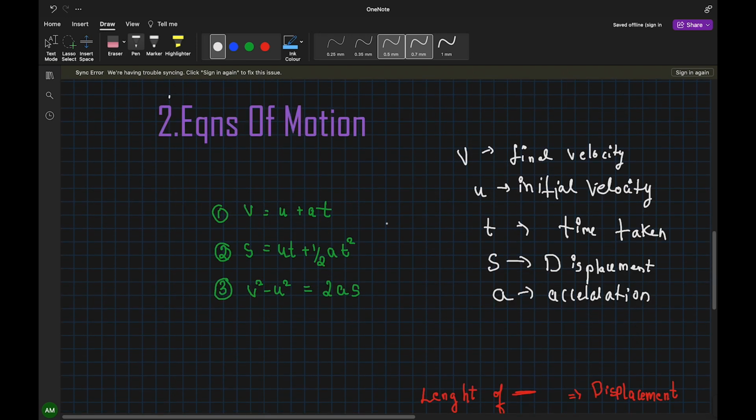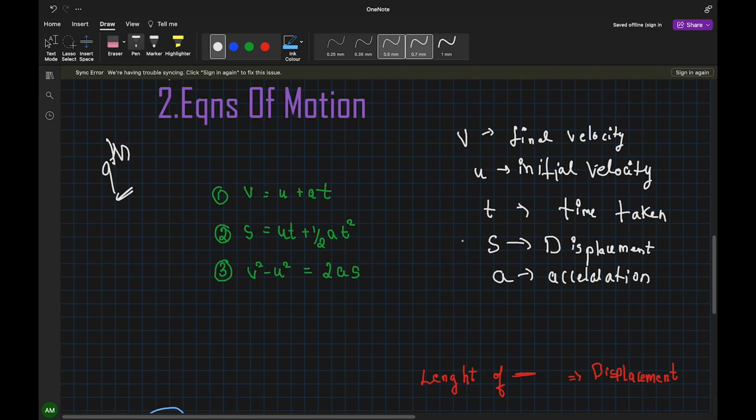Next, equations of motion. This you would have learned in class 9th. What are those three equations? v is equal to u plus at, first equation. s is equal to ut plus half at square, second equation. v square minus u square is equal to 2as, third equation of motion. What is v? v is final velocity of the body. u is initial velocity. t is time taken by the body. s is displacement. a is acceleration.